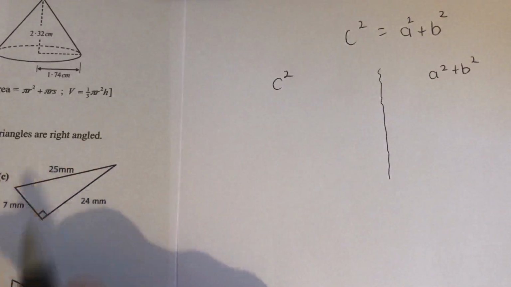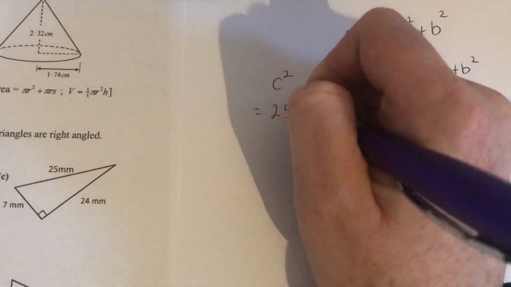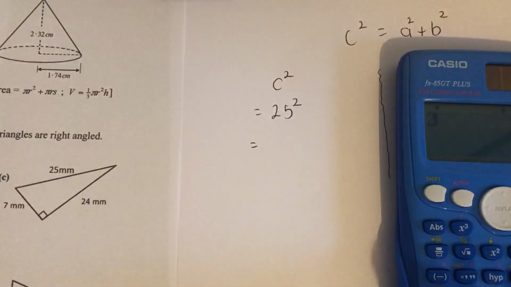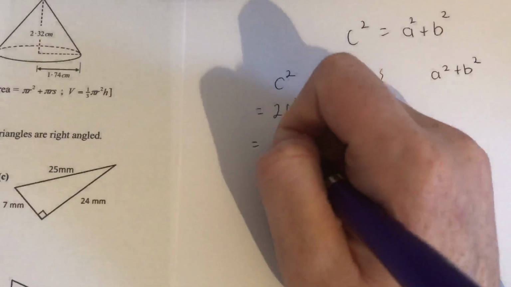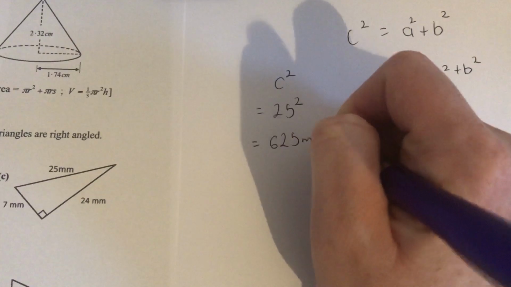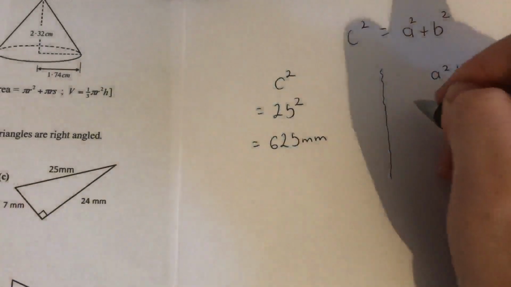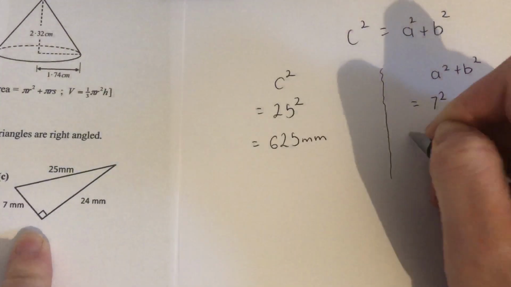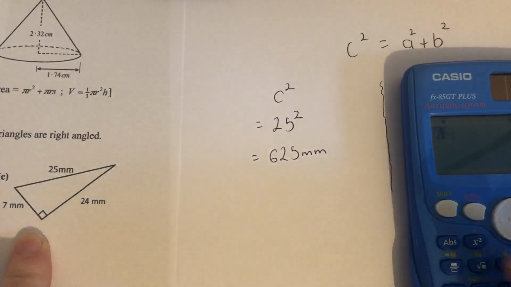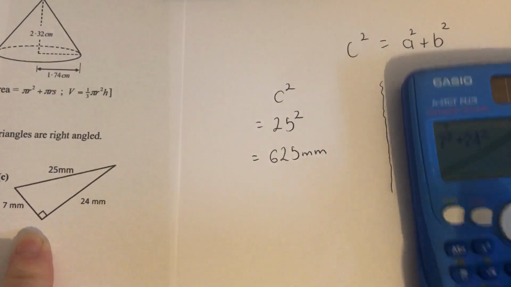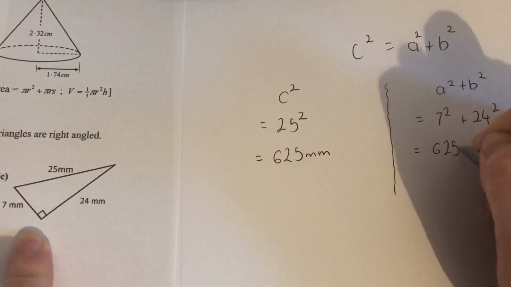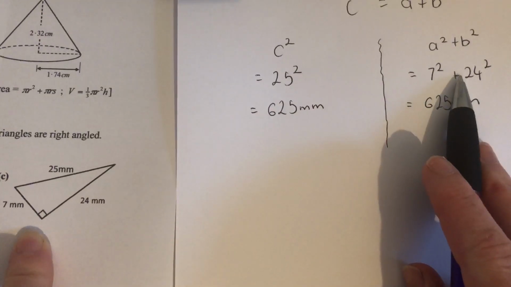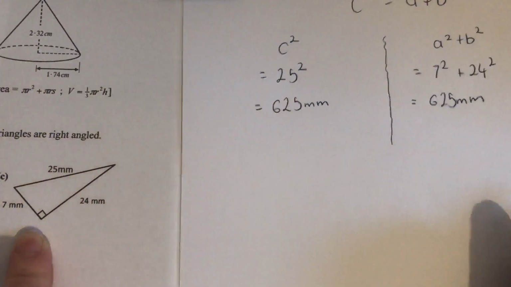So c squared will be 25 squared, because c is the hypotenuse, which equals 625. So we've got 625mm for c squared. a squared plus b squared is going to be 7 squared plus 24 squared, which equals 625mm. So from this we can see that c squared does equal a squared plus b squared, and because this is true, this must be a right angled triangle.